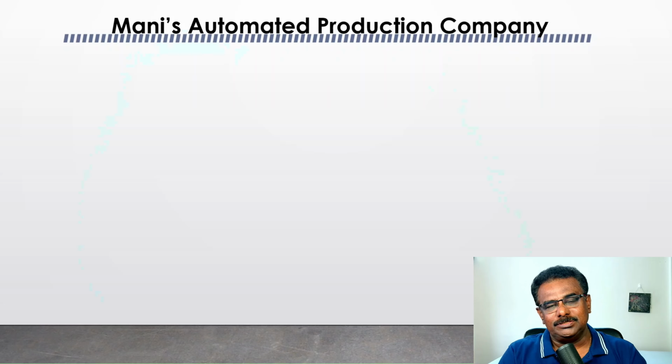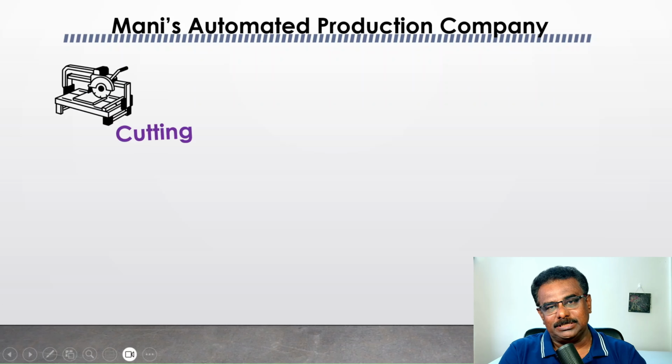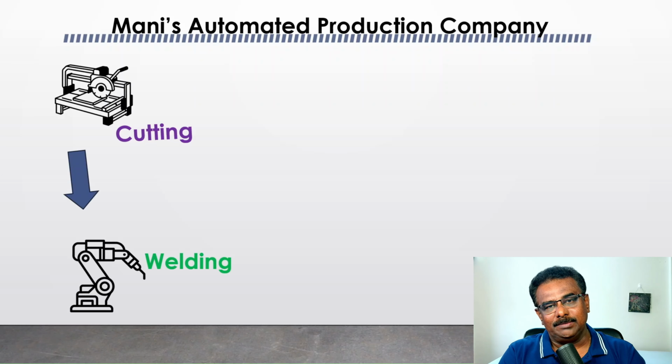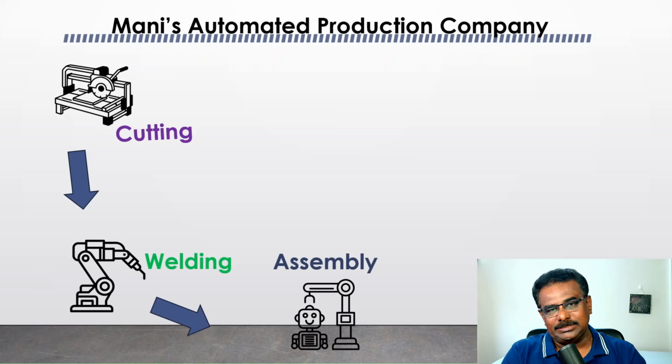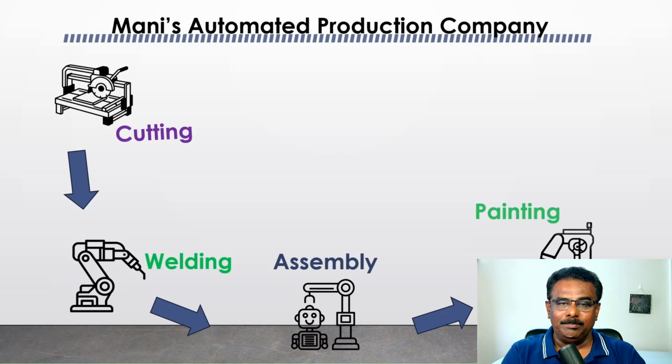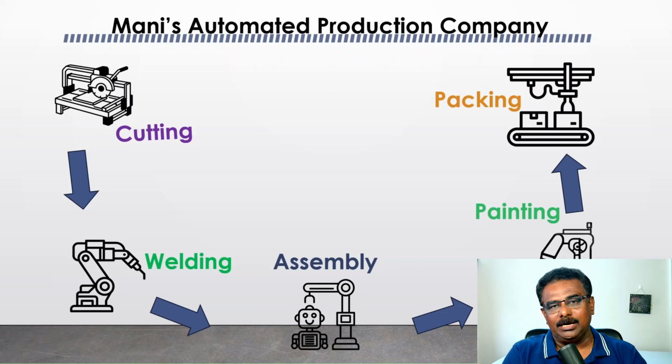To understand the subflow, let us visit our great friend Mani's imaginary production company, where he produces metal boxes using automated machines. He has 5 different machines. First, the process starts with a cutting machine which cuts the metal sheets, and then it goes to the welding machine which welds the cut pieces, and then it goes to an assembly machine which assembles the parts to make us a box, and then it is getting painted by a painting machine, and then at last it is packaged and dispatched by another machine.